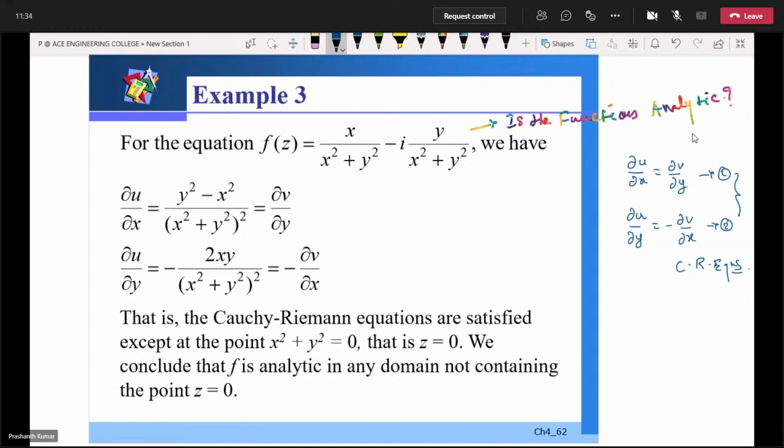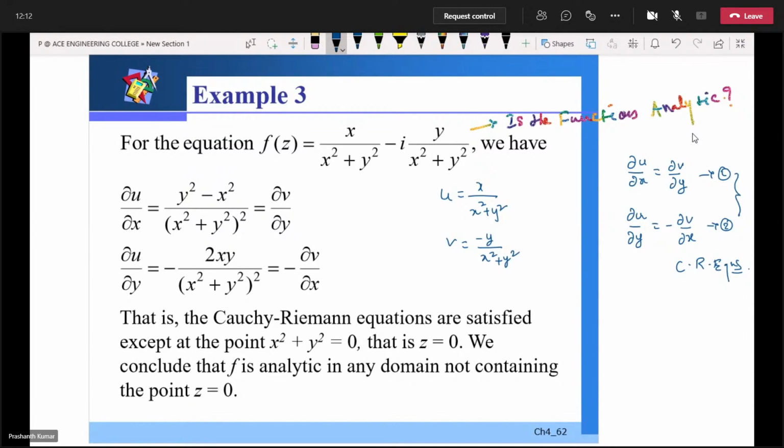Okay. So you see here, dou u by dou x we are discussing. Here u is equal to this portion and v is equal to this portion. So u is equal to x by x square plus y square, and v is equal to minus y by x square plus y square.